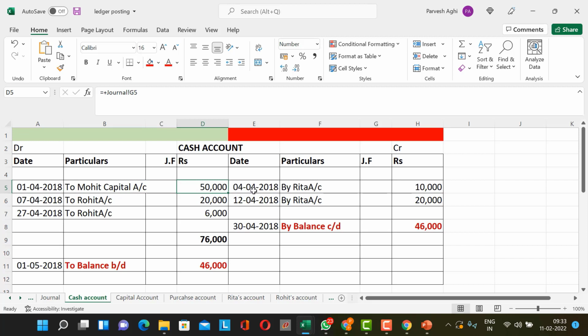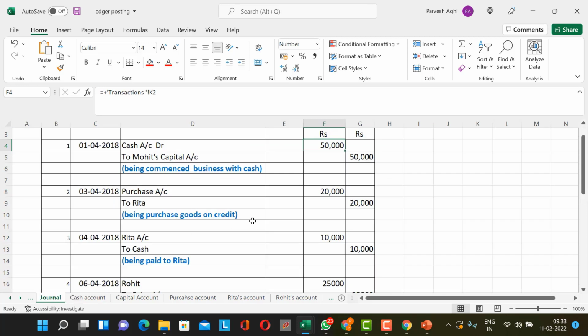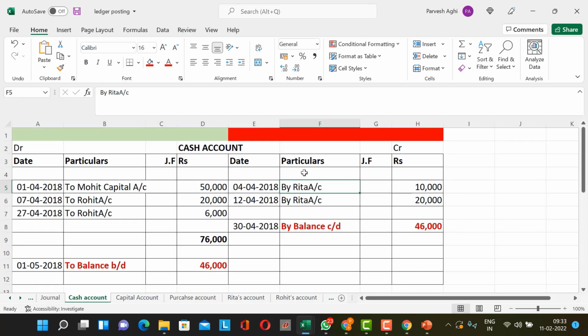Now there's a transaction on the 4th. Okay. Where Rita was paid 10,000. Okay. Fine. So we go to the journal and see when Rita was paid. So Rita was paid on 4th of April, 10,000. So Rita took cash. Okay. So how is the entry passed here? Rita. So this is a cash debit and credit to Rita. Okay. So this account 10,000 is going. So cash account is credited and Rita's account is debited here. Sorry. So Rita's account is debited and cash account is credited. So 10,000 coming here.